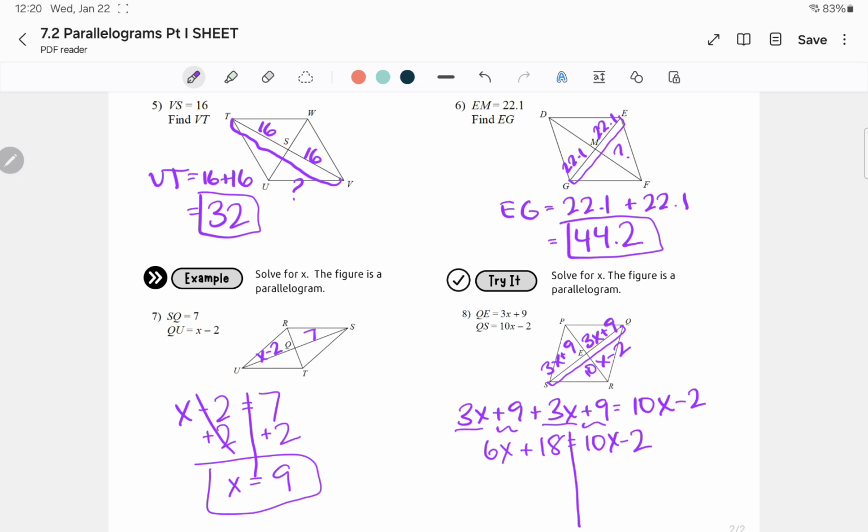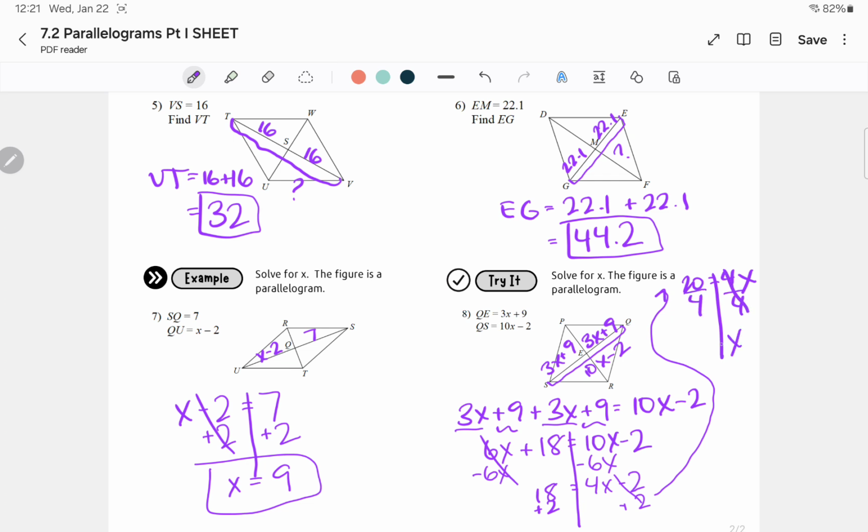So I'm going to draw my line, start with a smaller variable and cancel that out. That leaves me with 18 equals, and 10x minus 6x is 4x minus 2. And I'm going to add 2 to both sides. I'm running out of room yet again, so I'm going to go way up here. So I have 20 equals 4x. And I'm going to divide both sides by 4. So x is equal to 5.